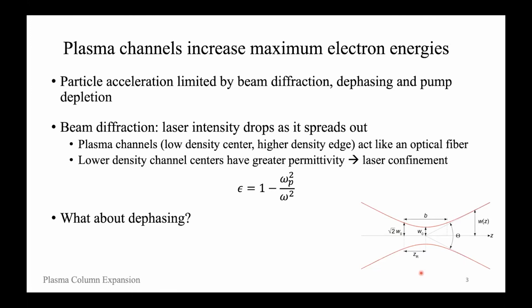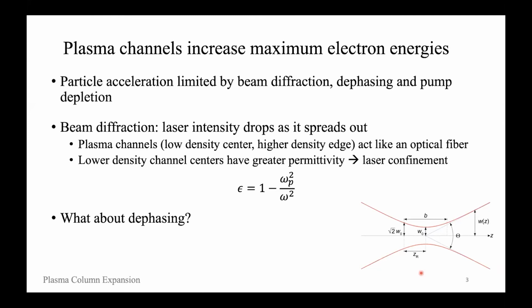So the answer would be something like a plasma channel that isn't going to get damaged by those laser pulses going past. And the basic function of these plasma channels is that they have a low density center and then a high density edge. Some people call that a cladding. And because of the definition of the permittivity, that low density center is going to have a greater permittivity, and we're going to get laser confinement similar to what you might see with an optical fiber. So this means we want low density plasma channels.